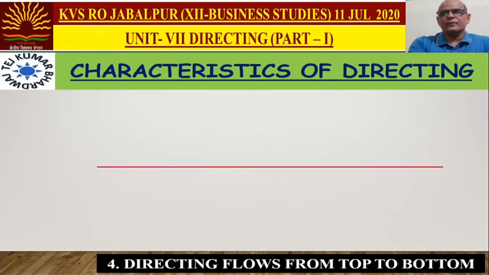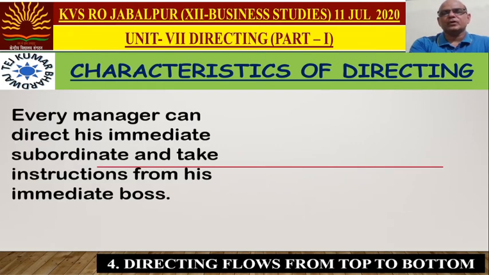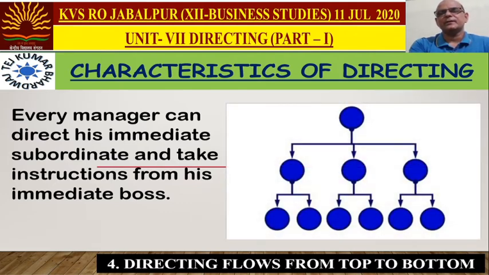Then directing flows from top to bottom. Obviously the authority gives directions to the lower levels. So top level managers direct medium level managers, and medium level managers give direction to the lower level managers, and lower level managers give direction to the workers. Every manager can direct the immediate subordinate and take instruction from his immediate boss.